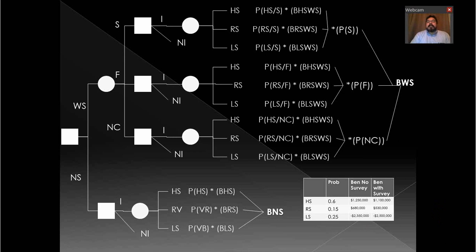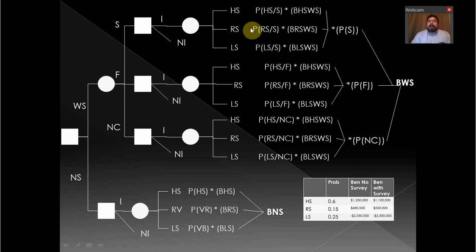This is the decision tree that we need to solve. This part, we already saw it at the beginning of this video, and we need to calculate the benefit for each branch. So this branch, the probability of high sales given success, we are going to multiply it by the benefit of high sales with the survey, and that quantity is 1,100,000 pesos times the probability that we just calculated.